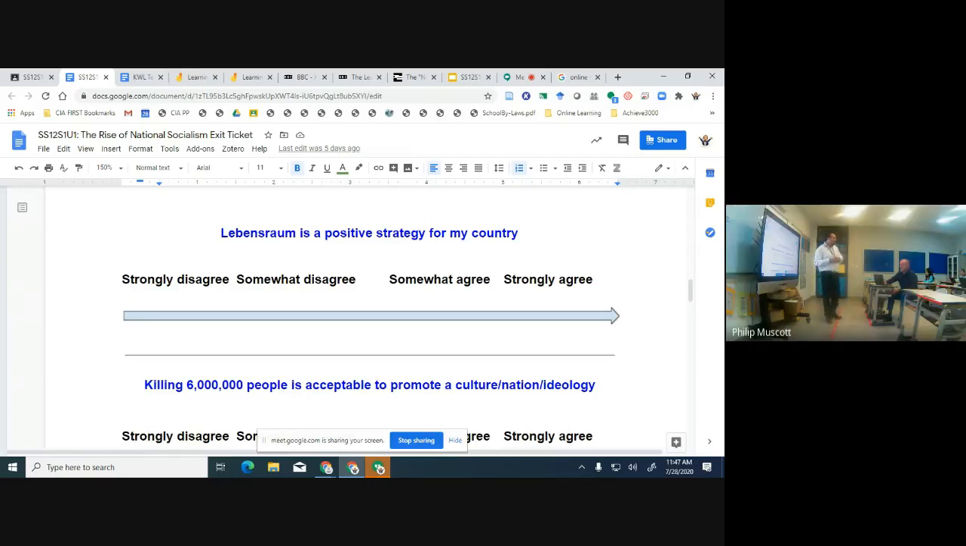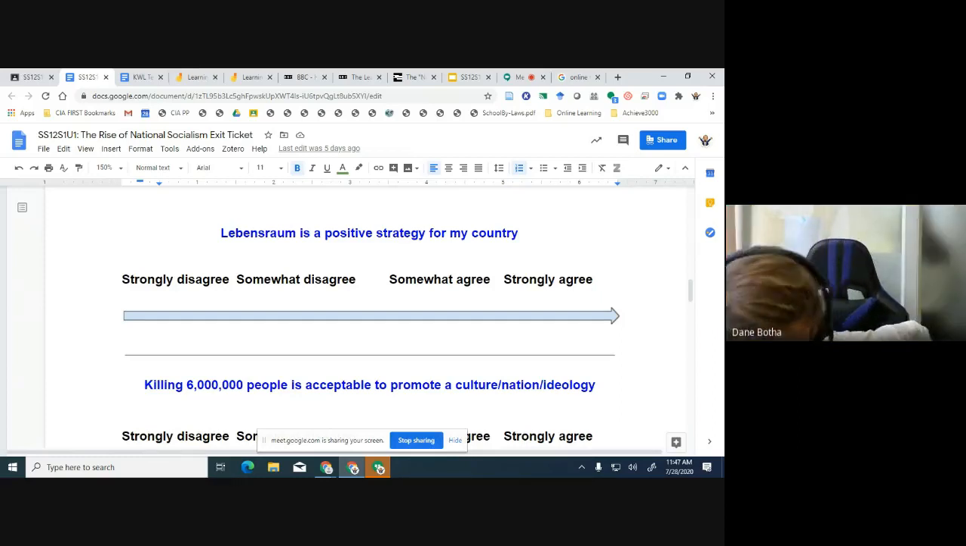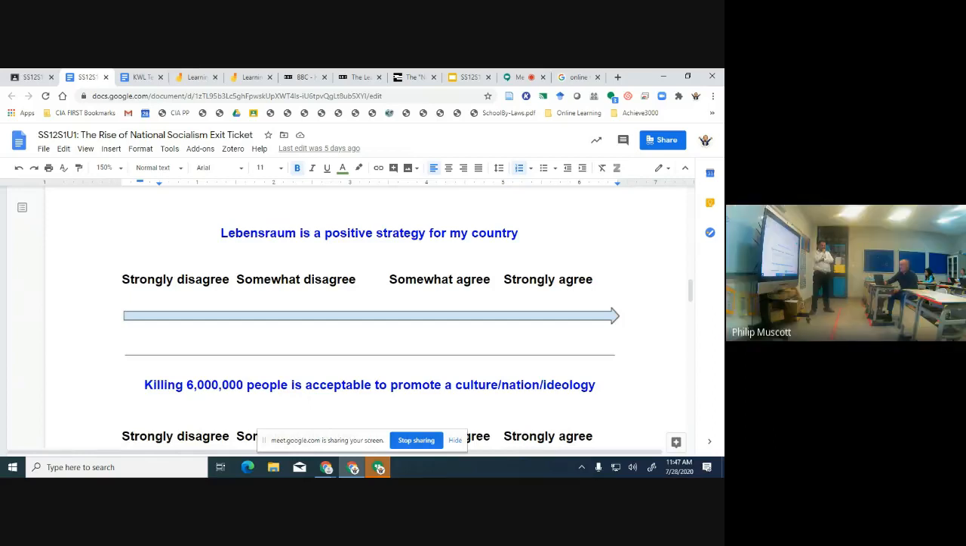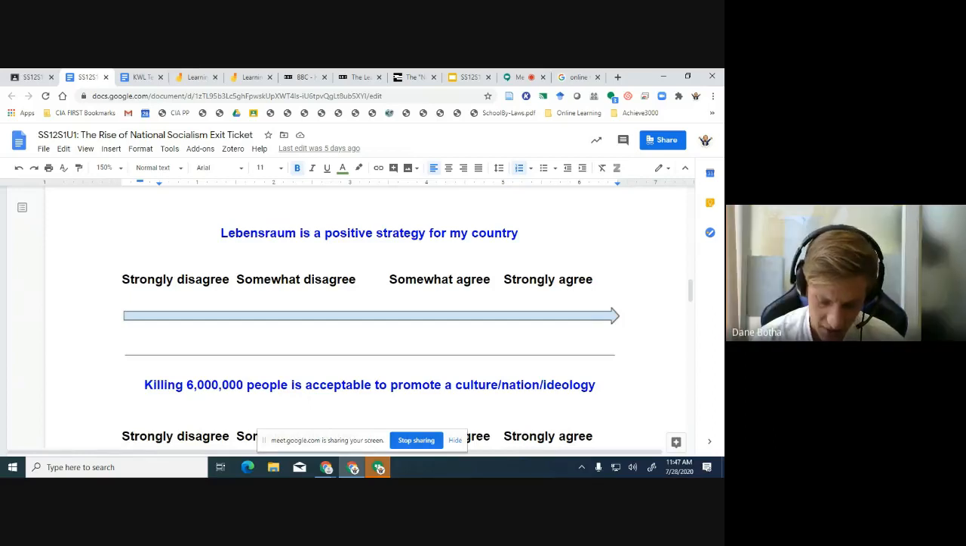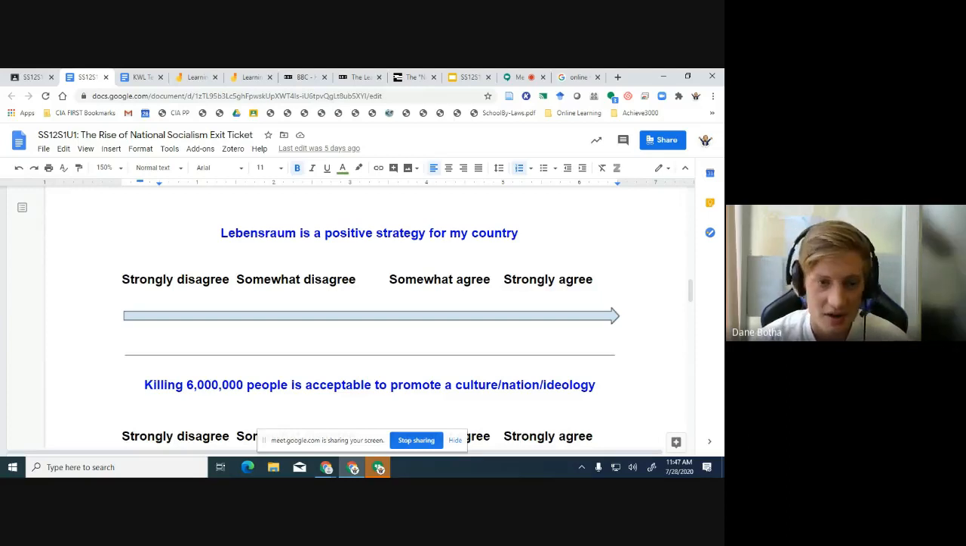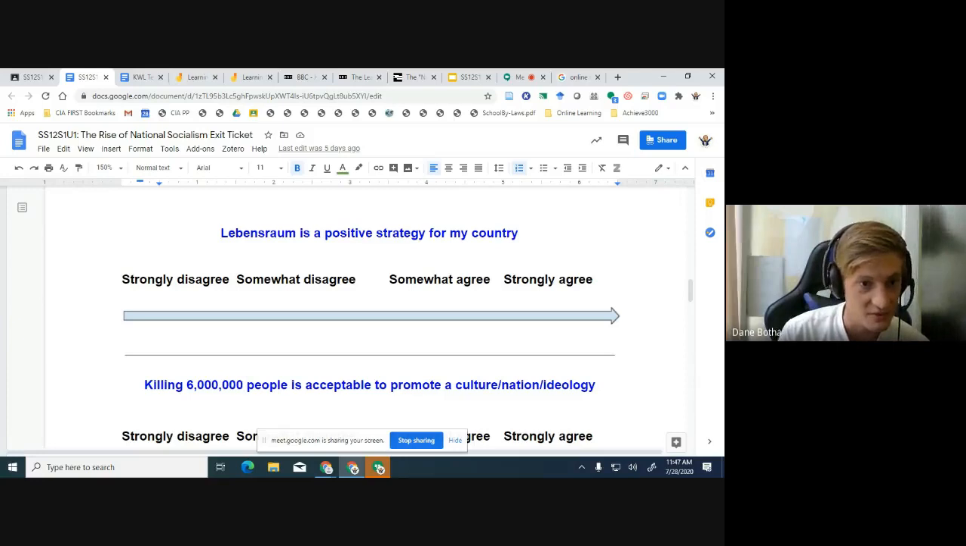Dave, is Lebensraum acceptable as a foreign policy? No, I don't really think it is. Not in this day and age anymore. The pursuit of territory inevitably is going to end up in war and turmoil, and people are going to die. In order to claim somebody else's territory, you're going to have to take it from them. So no, I don't think it is a positive strategy for any country, especially Cambodia, who doesn't really have much of a leg to stand on when it comes to fighting the Vietnamese.